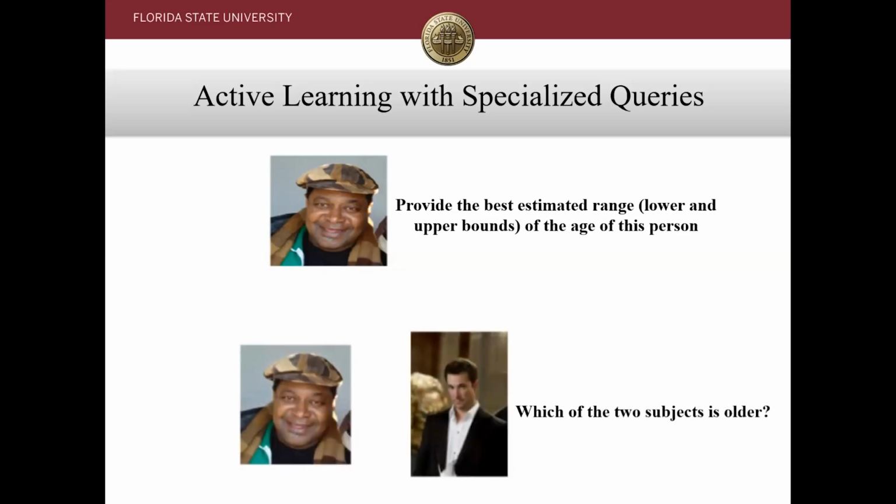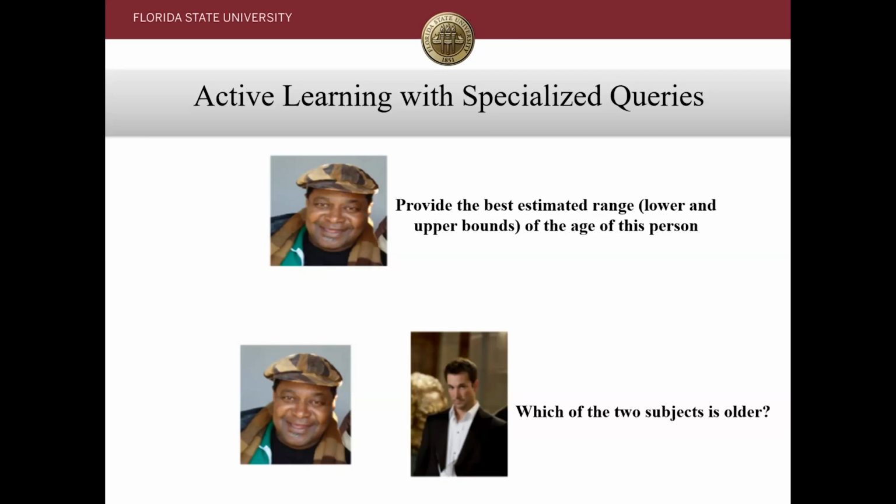Another possible option may be you pick two images and ask the question, which one do you think is older between these two subjects? All these are query mechanisms which can get you better annotations in this kind of setting and potentially can get you a better model, rather than asking the question of what is the age value of this person.